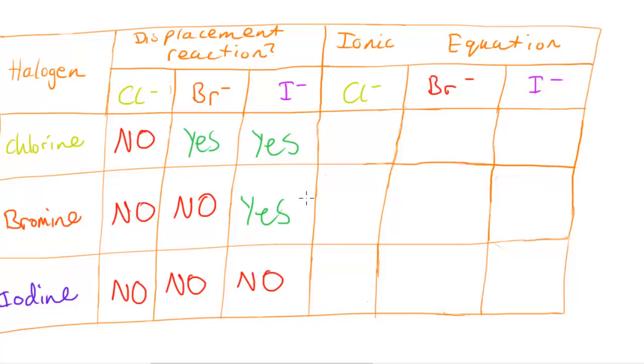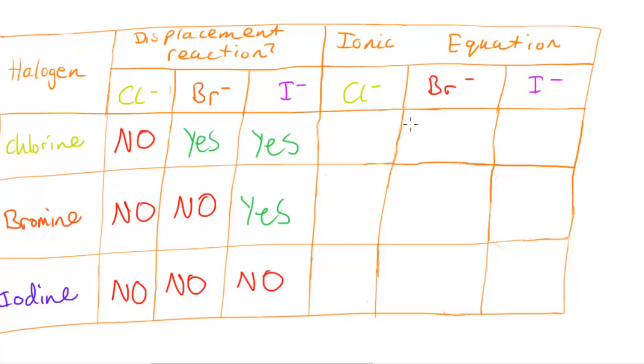So now I've filled out this table. And as I said, before I go on to filling out the next part of this table, where I'm going to write out the different ionic equations for the displacement reactions that do happen, I'm going to explain how you can derive an ionic equation. But first of all, let's look at this.